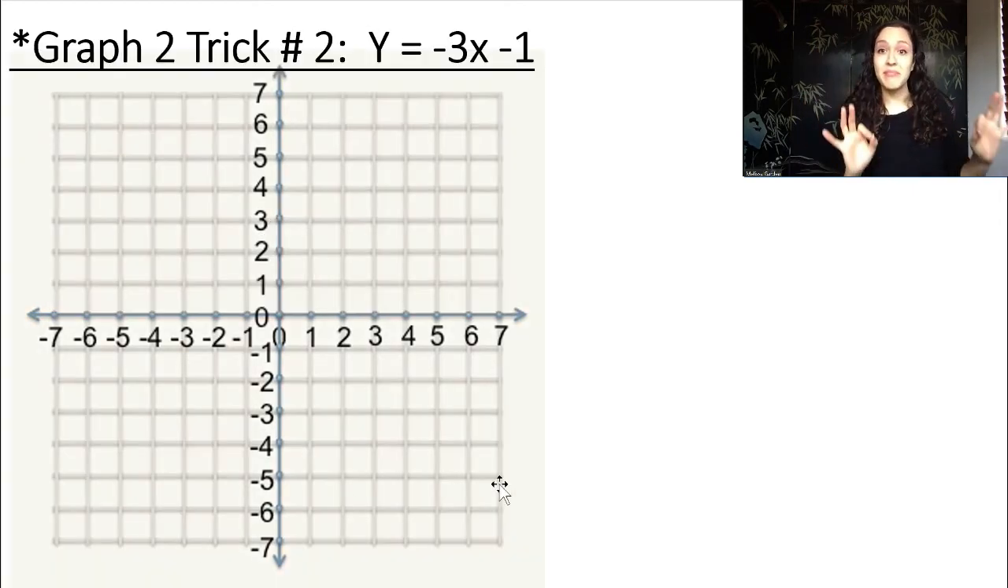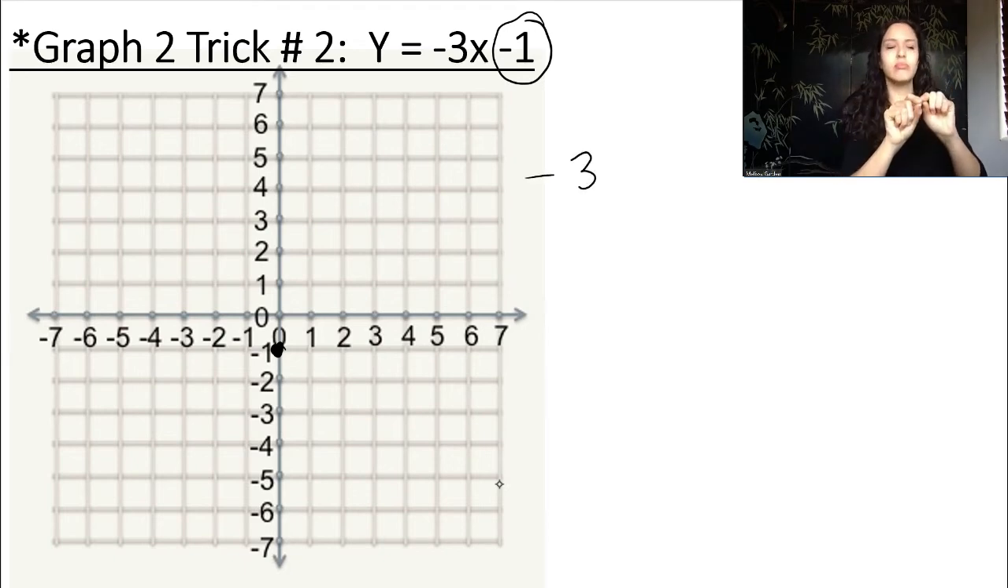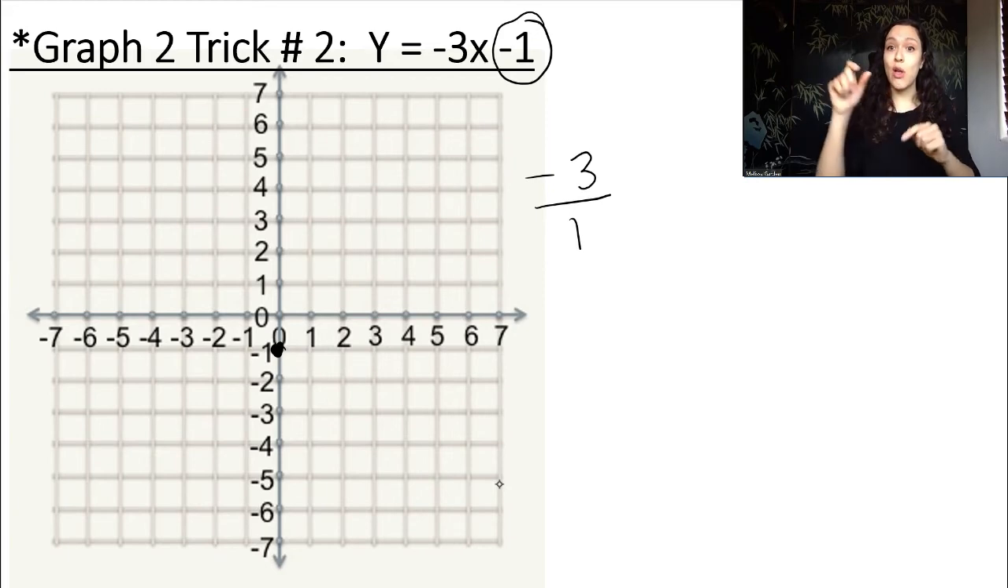Let's look at our next one. So y equals negative 3x minus 1. Y-intercept is at negative 1. So find the y-axis and put it at negative 1. Then my slope is negative 3, but I'm going to put it over 1. How would we write that?